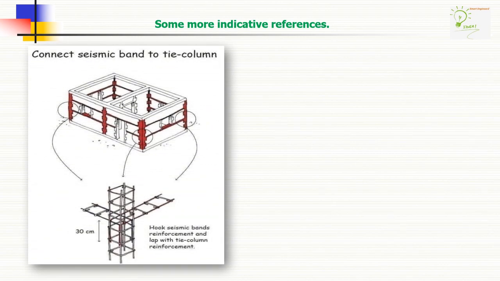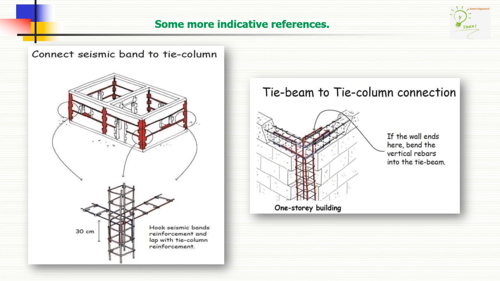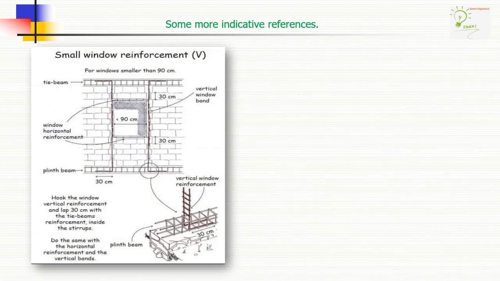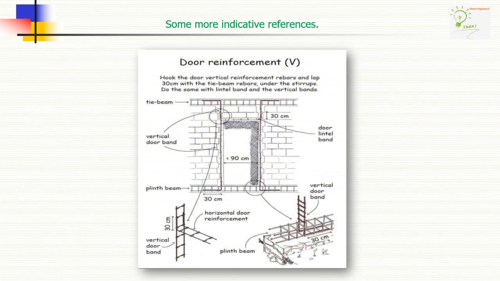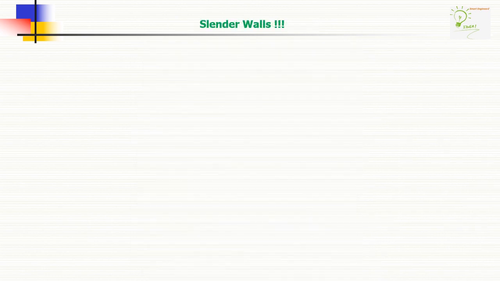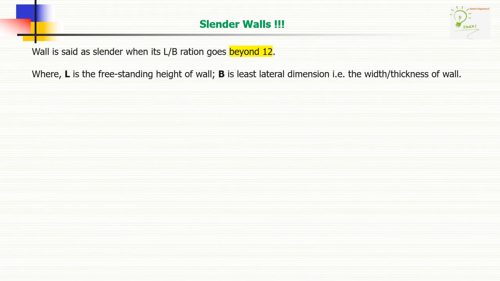Connect seismic band to tie column. Tie beam to tie column connection. Small window reinforcement. Large window reinforcement. Door reinforcement. Slender walls. A wall is said to be slender when its L by B ratio goes beyond 12.